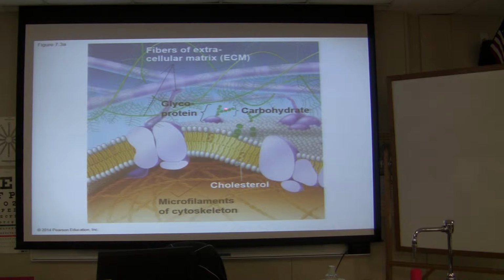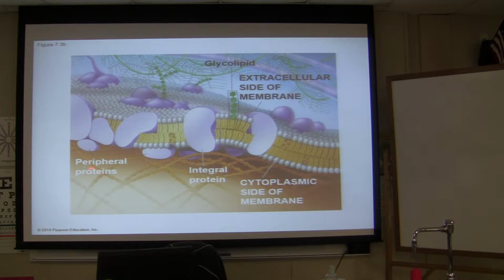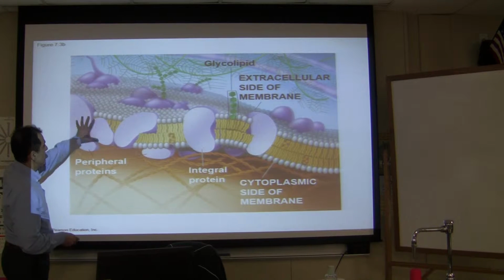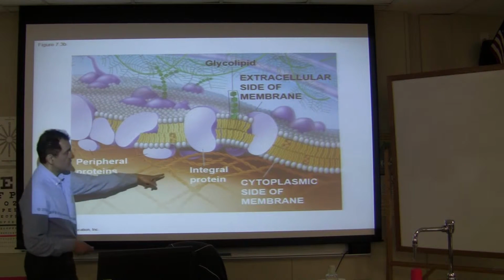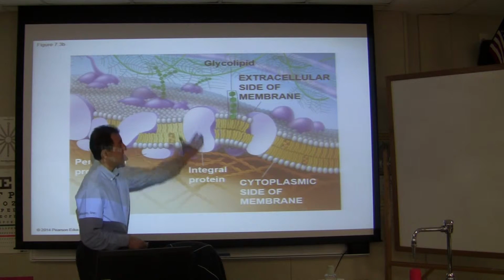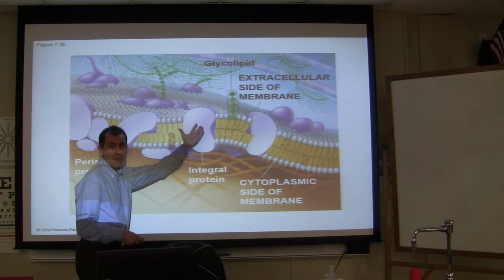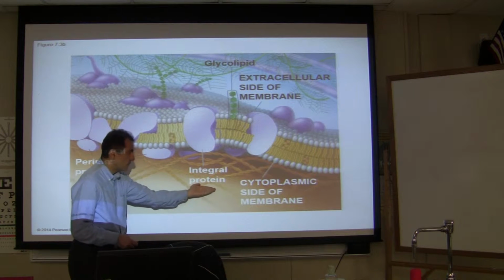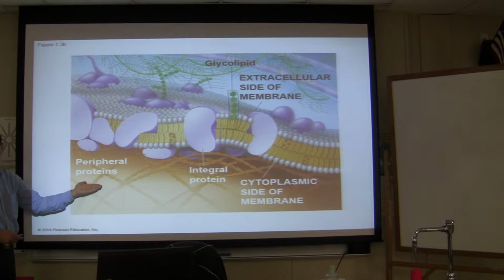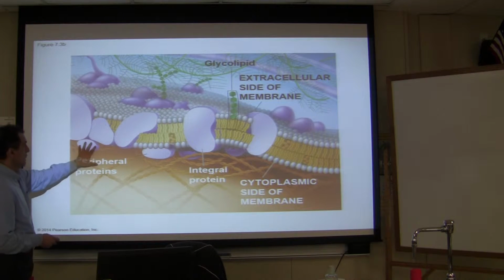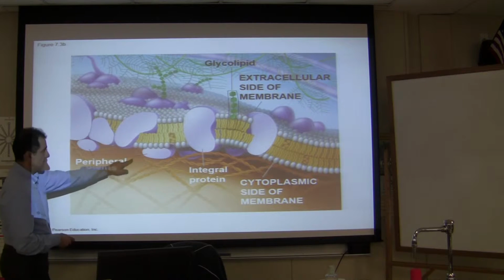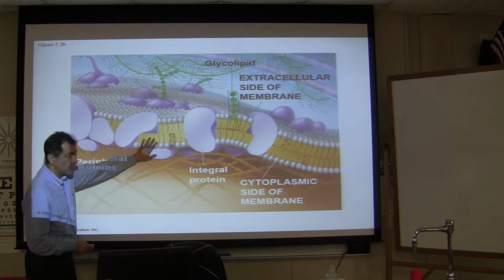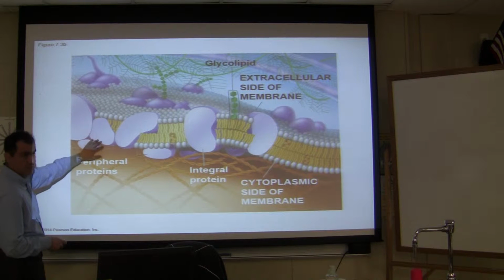Same thing here, carbohydrates attached to it. I wrote down the name of the molecule right here, glycoproteins. Peripheral proteins are called that because they are not embedded within the phospholipid. Integral proteins are called that because they are embedded within the phospholipid bilayer. Am I making some sense? That's the difference between integral protein molecules and peripheral protein molecules. Peripheral protein molecules are usually attached right here.